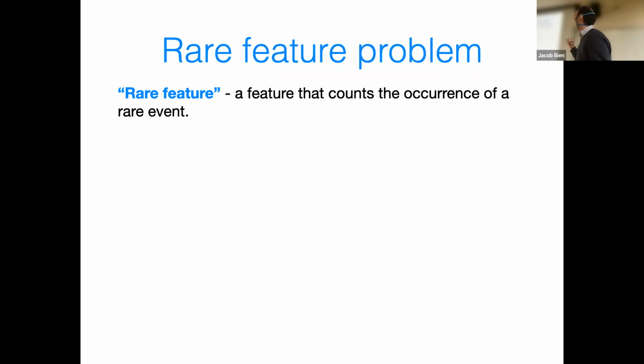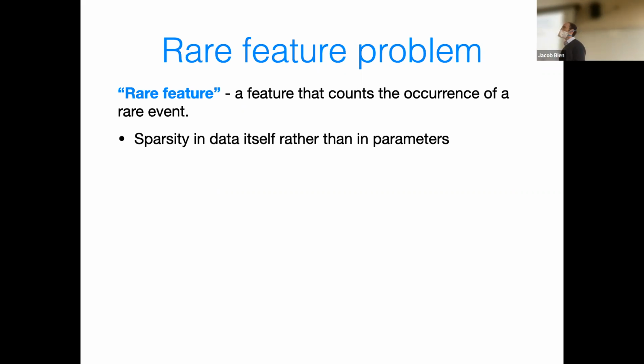And so we'll call this the rare feature problem, where by rare feature, what we mean is a feature that's counting how many times some event occurs, where that event is rare. And so if you picture your data matrix X that you'll use in regression, it's a matrix that has a lot of zeros in it, so it's sparse. And in statistics, traditionally, we are very happy with sparsity, but that's because we talk about sparsity in the parameters that we're trying to estimate, which makes the problem easier. But here, it's sparsity in the data, which actually makes things harder because it means we have less information.